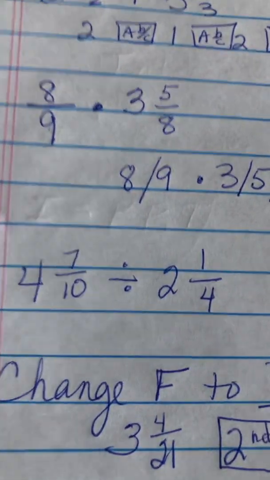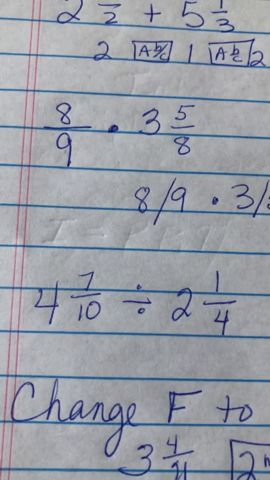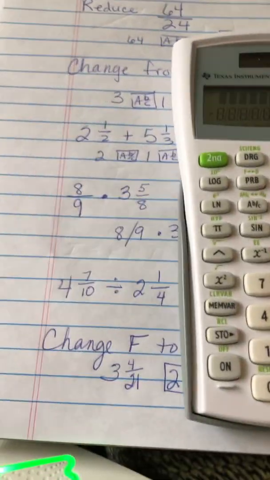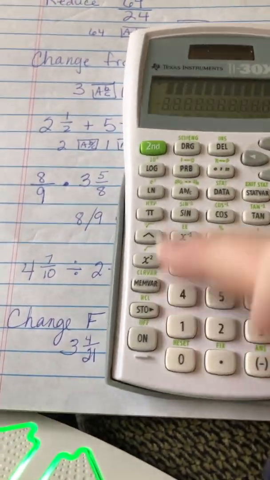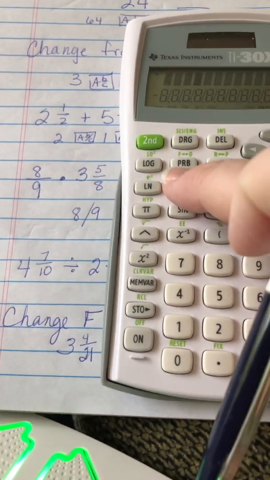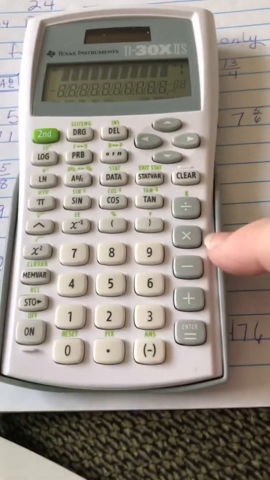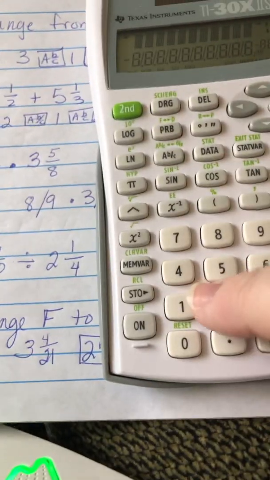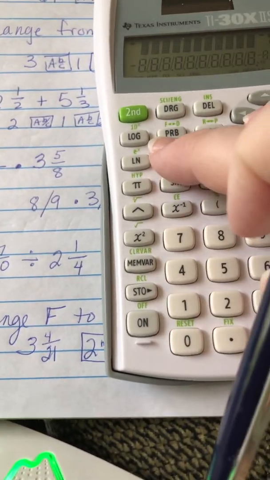And again, division, we have rules where you have to turn it into fraction form, and then you have to flip the second one, blah, blah. You don't have to worry about any of that. You can put that all in the calculator just as you see it. So 4 7/10 divided by 2 1/4.